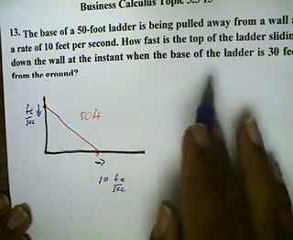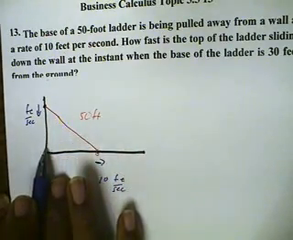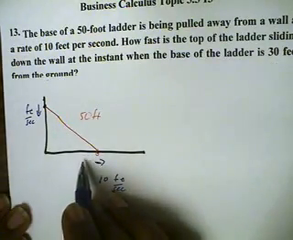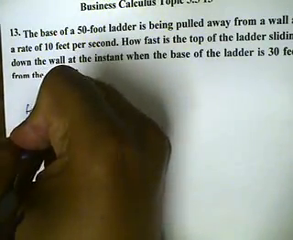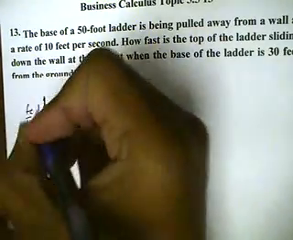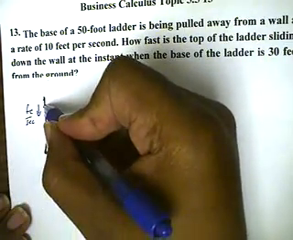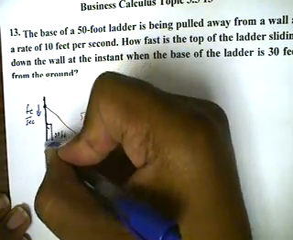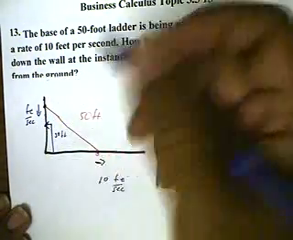Okay, let's see. We want to know what the speed is as it slides down at the time the ladder is 30 feet from the ground. So when this gets down to about 30 feet, let's say 30 feet is about right here, what kind of speed will this thing have when it gets to this spot? So there must be different speeds as it slides. It might be sliding slow here and faster as it gets to here. And at this spot, we want to know the exact instant speed.